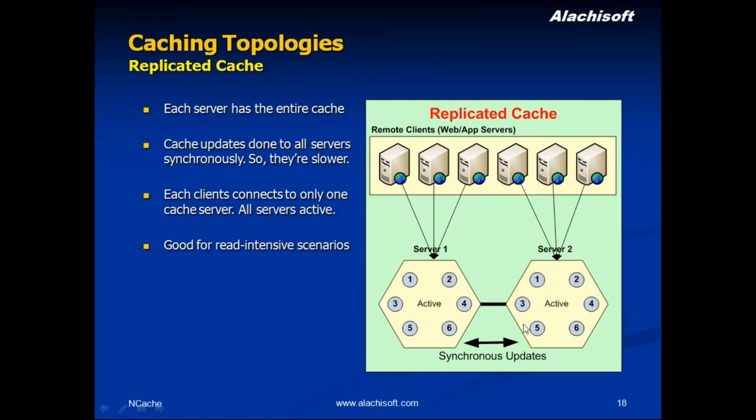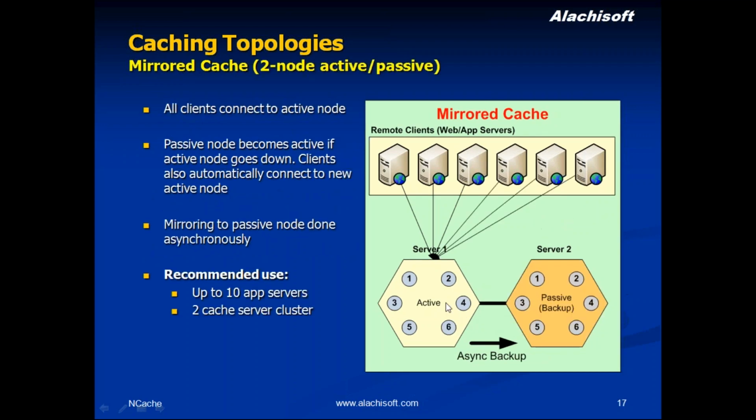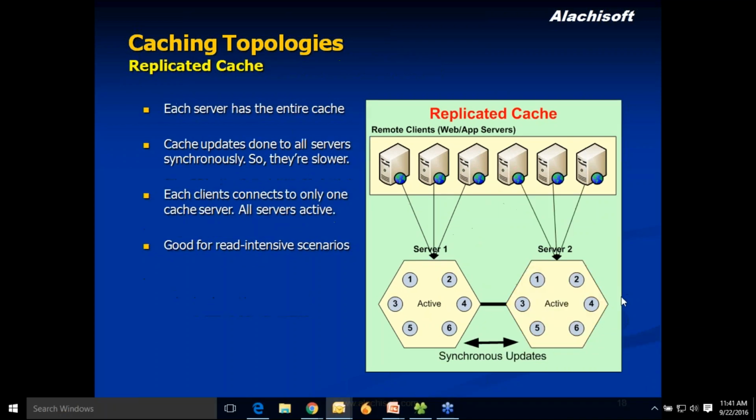Then we have replicated. It's an active-active model. So both servers are active, but clients are distributed. So if you have 6 web roles or worker roles in Microsoft Azure, evenly load balanced, some would connect to server 1, some would connect to server 2. And we have a sync model here. In mirrored, we had async, so read performance was very fast as well. In replicated, we always have a sync model.